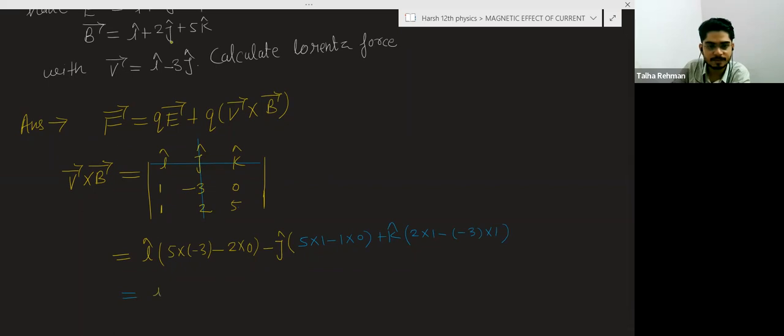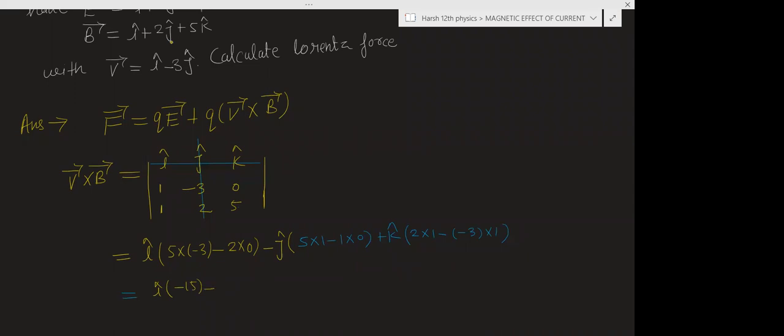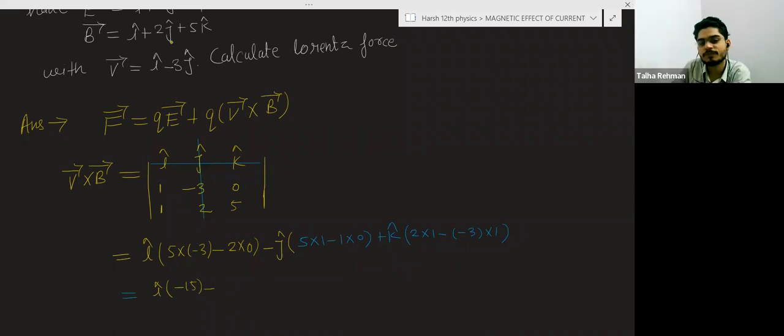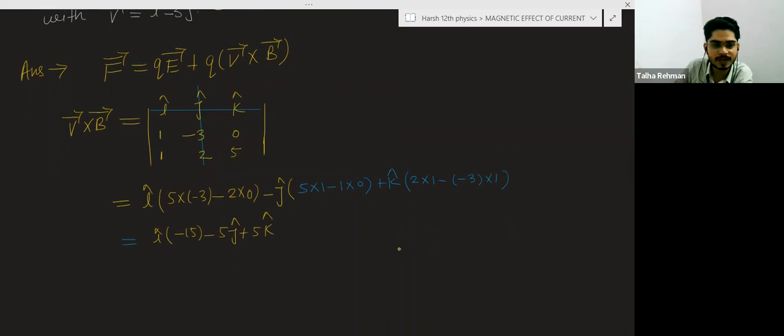This will be I cap. This will be minus 15, because this will be 0 here. J cap will be 5 J cap. And K cap will be again 5 K cap. So this is 2, and this is minus minus plus, 3. 2 plus 3, 5. This is 5 K cap. So finally you will have minus 15 I cap minus 5 J cap plus 5 K cap. This is your B cross B.